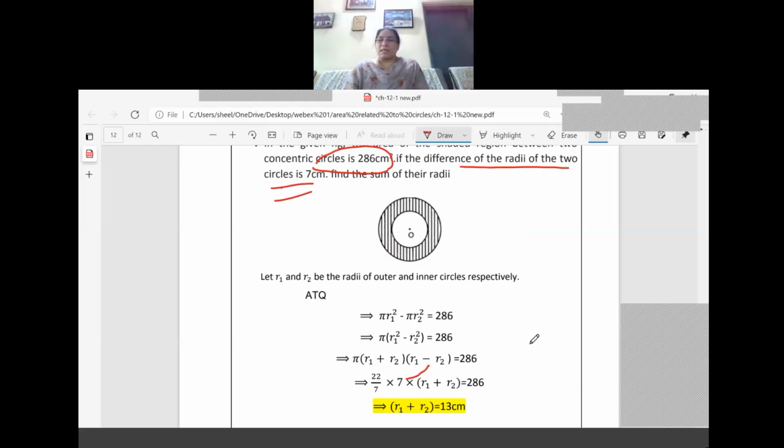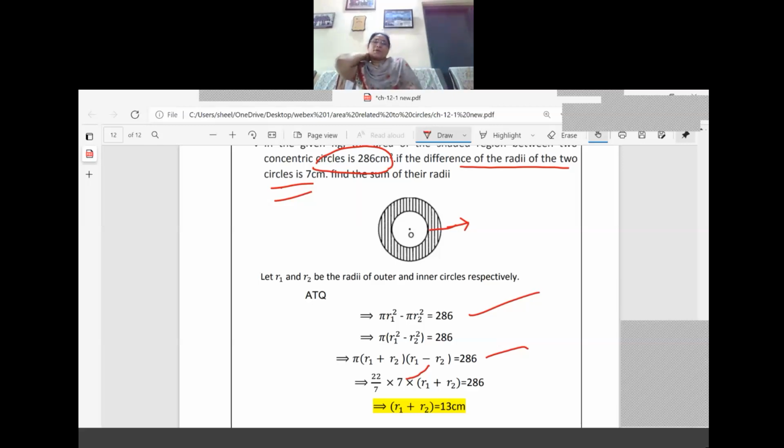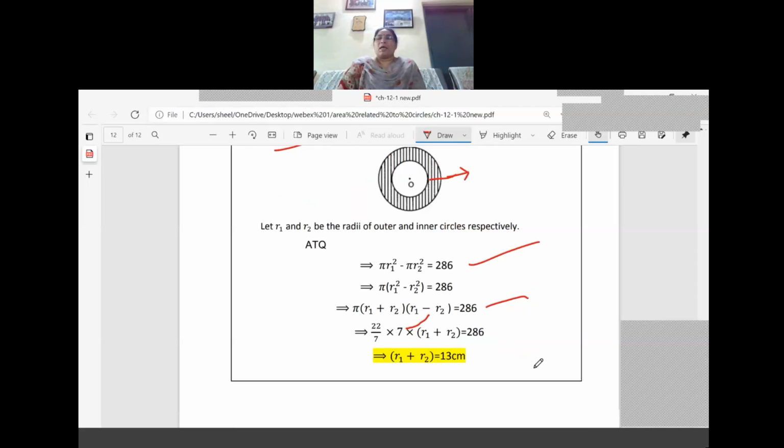So here it is given that the shaded region, see that the shaded one means the bigger circle's area minus smaller circle's area. That is why pi r1 square minus pi r2 square equal to 286. A square minus b square form we have used here. Then a plus b into a minus b form applied. In that r1 minus r2 is given, that is 7. So what is remaining there? r1 plus r2. So we have calculated the sum of the radii of both the circles equal to 13 centimeter only.